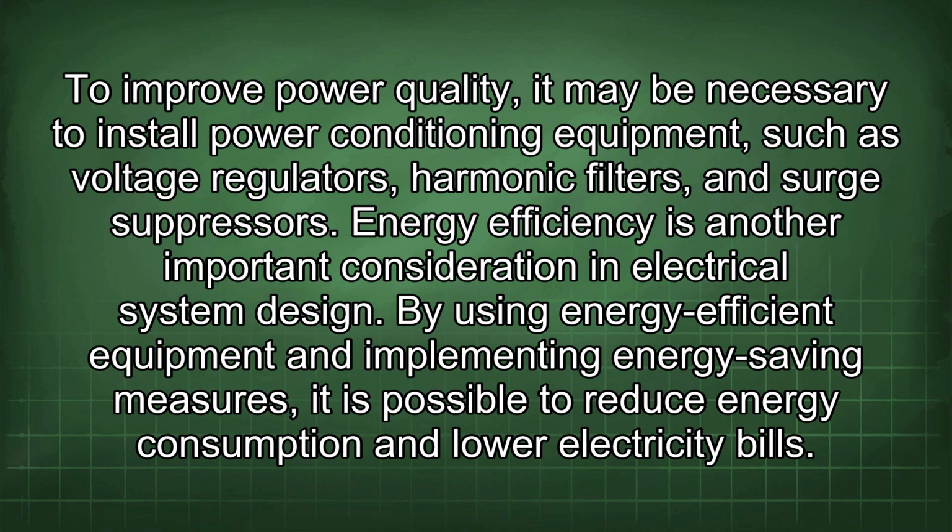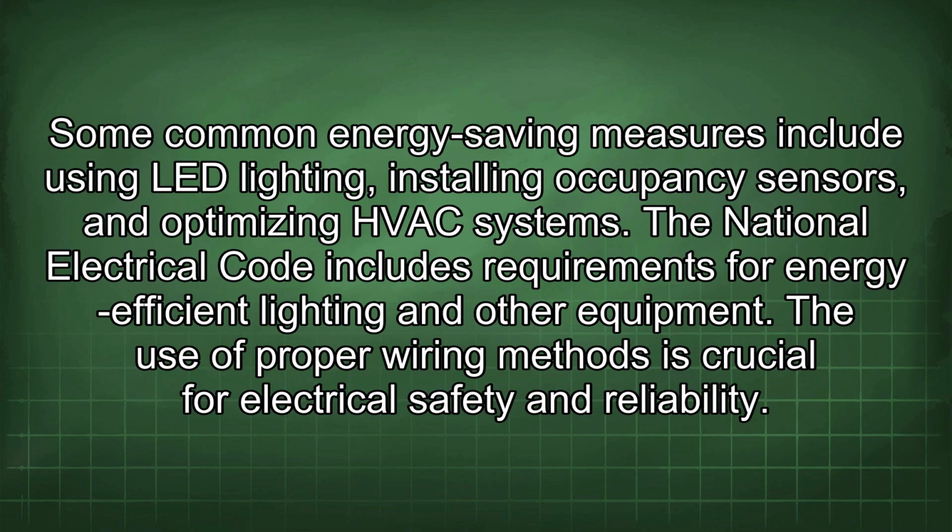Energy efficiency is another important consideration in electrical system design. By using energy-efficient equipment and implementing energy-saving measures, it is possible to reduce energy consumption and lower electricity bills. Some common energy-saving measures include using LED lighting, installing occupancy sensors, and optimizing HVAC systems. The National Electrical Code includes requirements for energy-efficient lighting and other equipment.